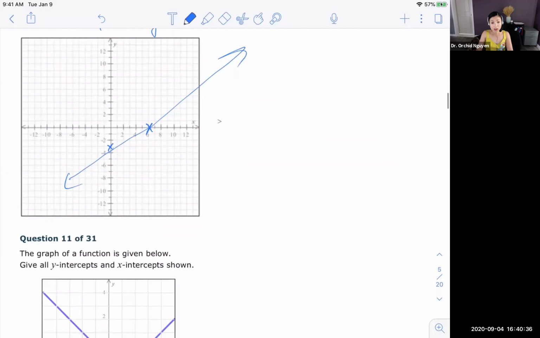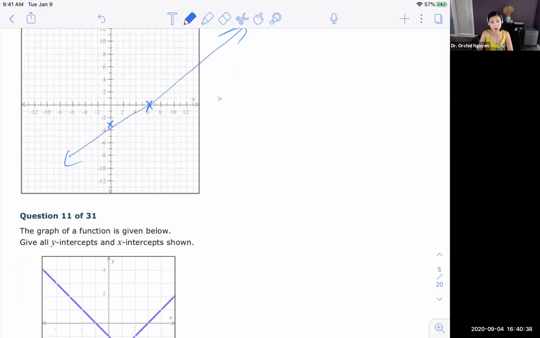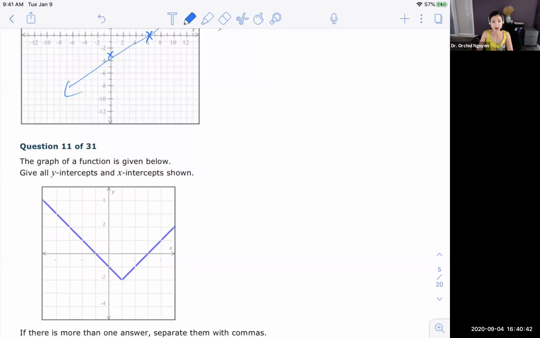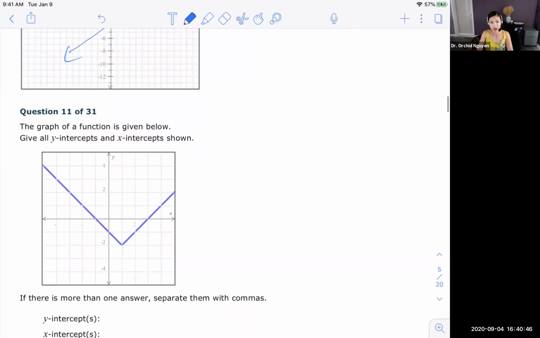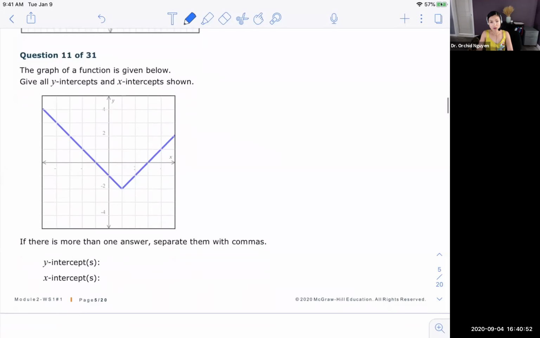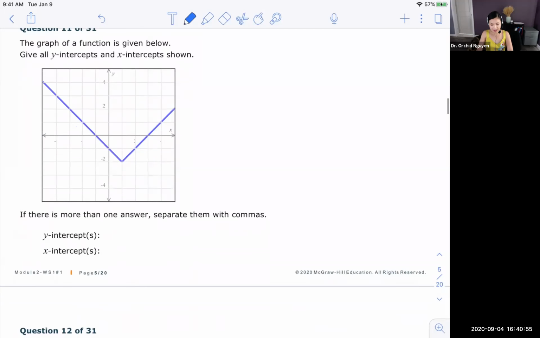Now, it's really easy when we have whole numbers. When we have fractions, then the slope y-intercept form is going to be easier. Given any graph of a function, you should be able to locate the y-intercept and the x-intercept.